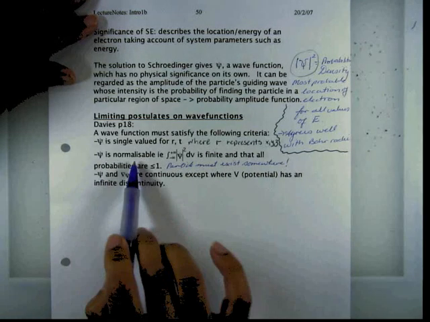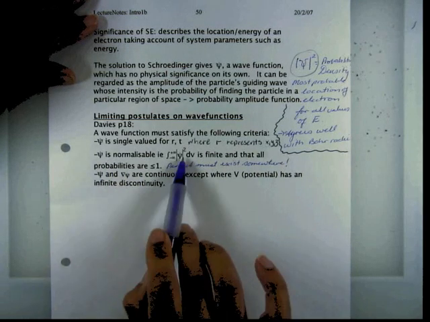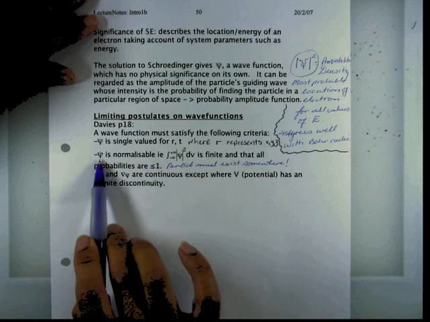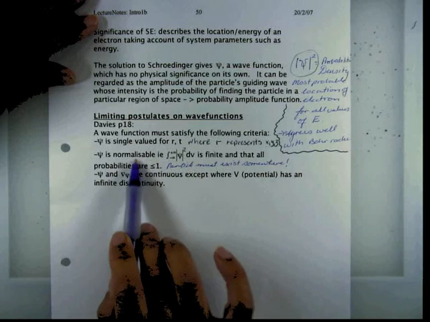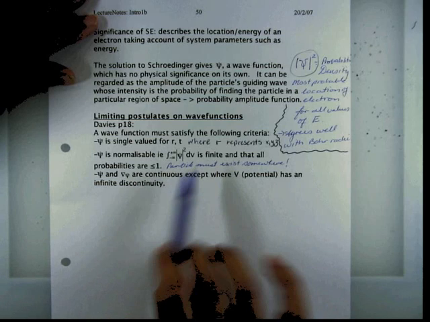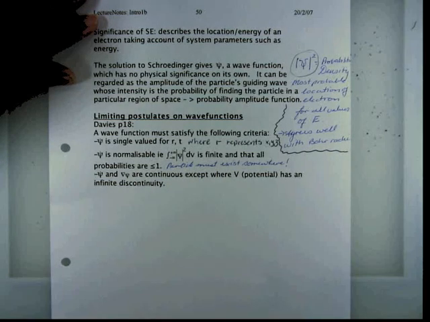We also need to be able to find the intensity of our function, so it's normalizable, and it's finite, and all of the probabilities that you get are less than or equal to 1. You will not get a probability equaling 1, in fact, because that goes against the whole quantum mechanical idea that the electron or particle may or may not be in a particular position.